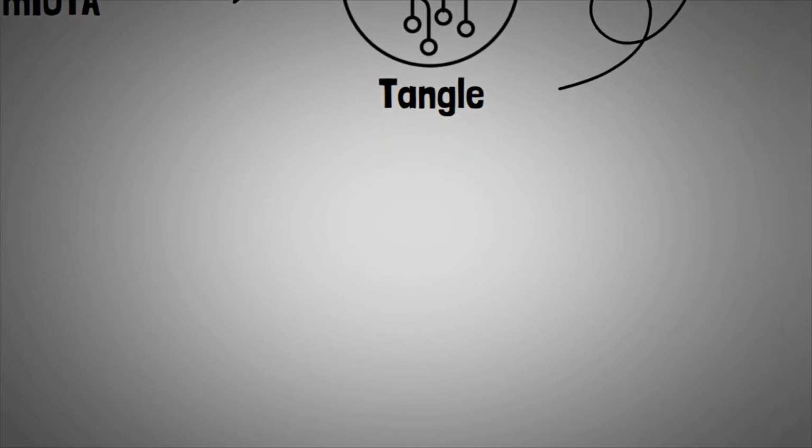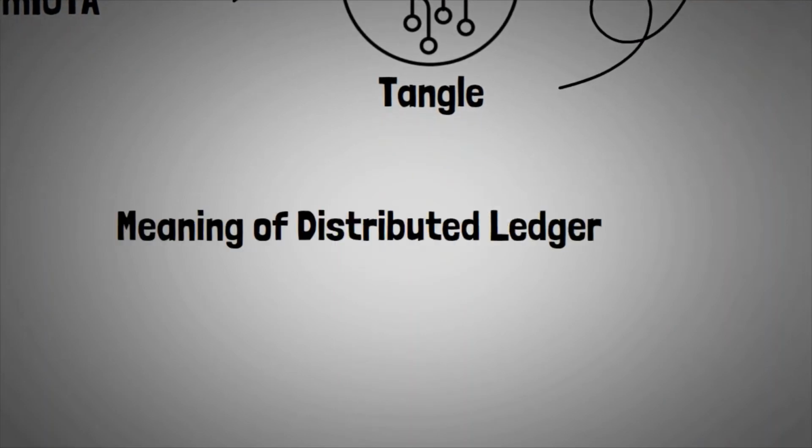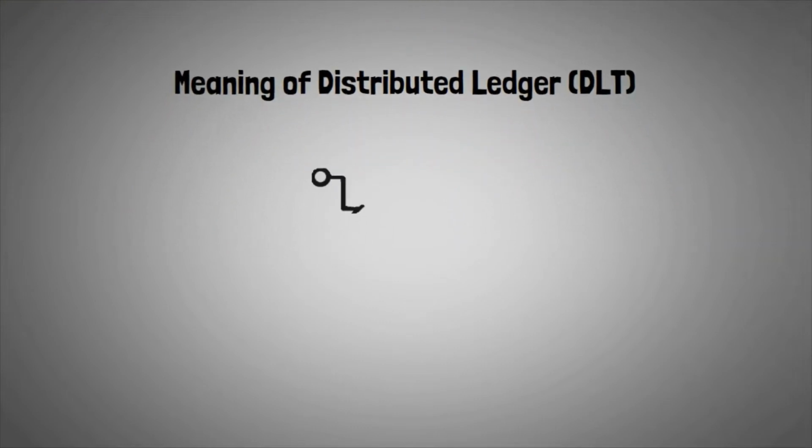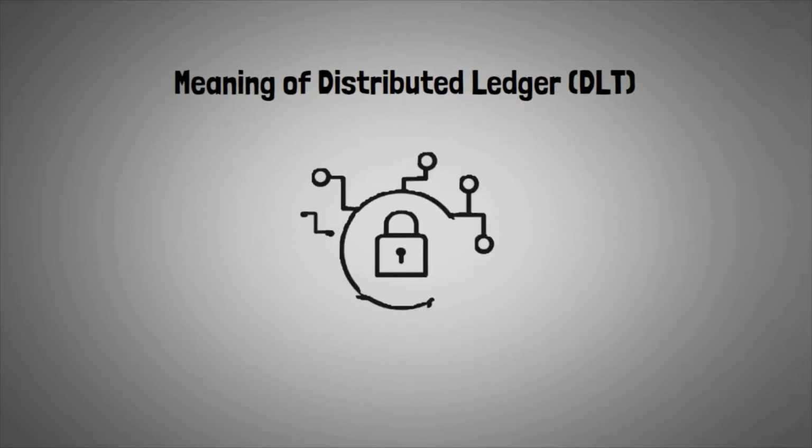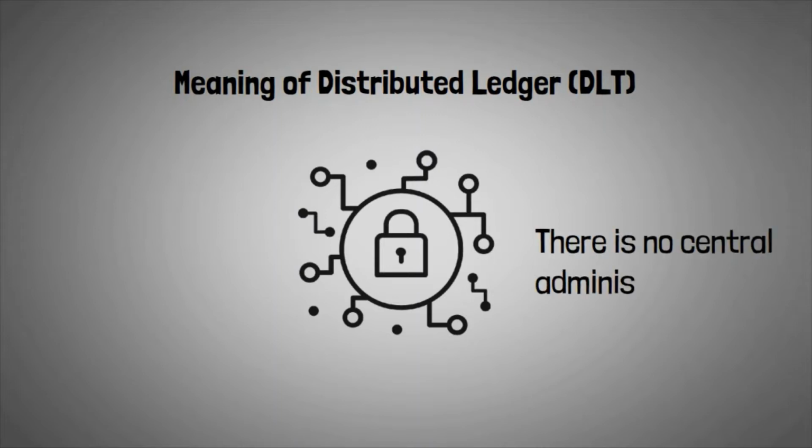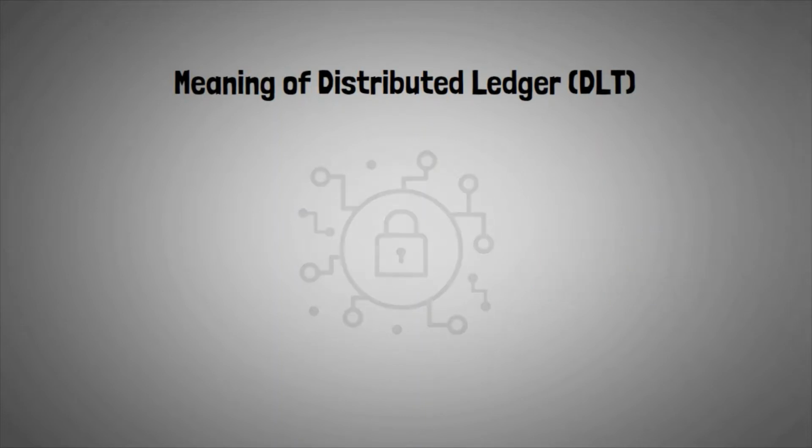So, in case you don't understand the meaning of distributed ledger, let me break it down a bit. Distributed ledger technology refers to a network of nodes that replicate, share, and synchronize digital data and value spread across many different locations. Unlike with a centralized database, there is no central administrator. This is not so complex. Stay with me, you would understand it.